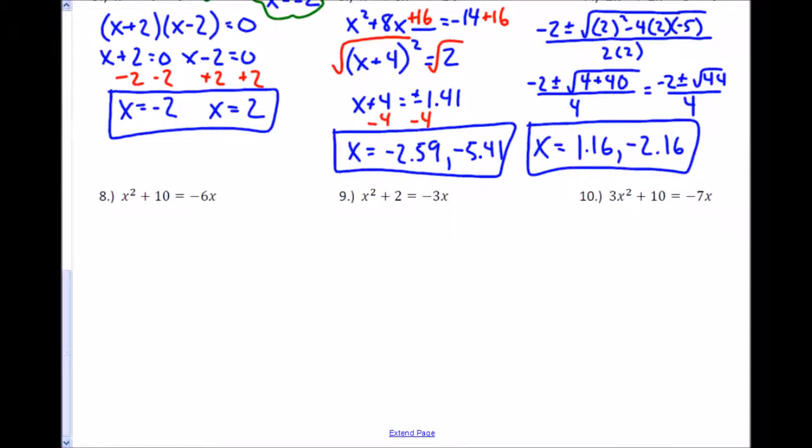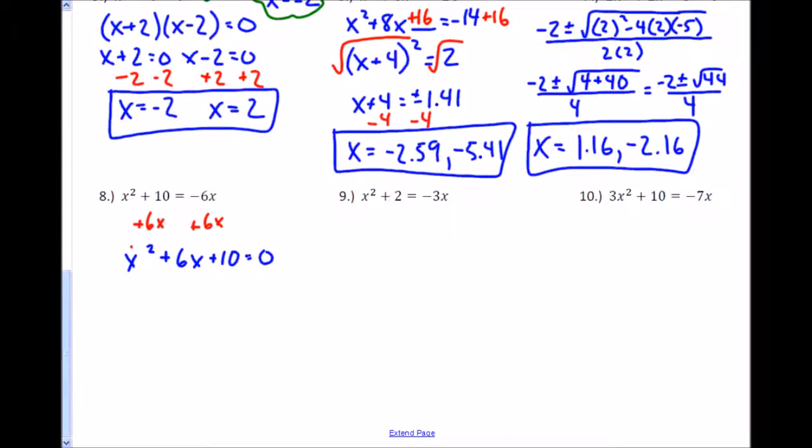If I look at the next one, I want to get everything on the same side because I always want to check factoring first, just because it's so much easier than any other method. So I've got x squared plus 6x plus 10 equals 0. This one, I build a bridge. It gives me a 10. Two numbers that multiply together to give me a 10 but add to a 6. It's not going to happen.